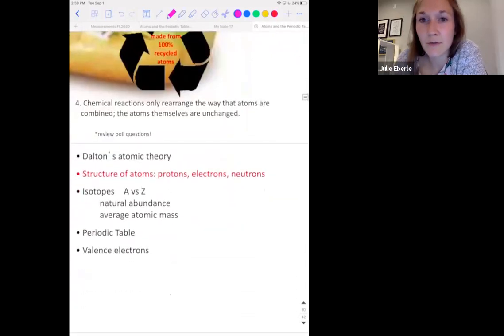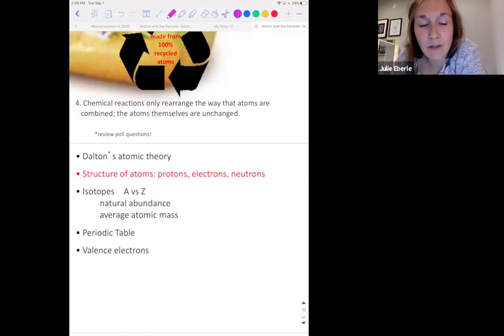I'm going to do a little review real quick. So we're going to have another poll question. So let's look at this poll question here. It says, which statements, so there could be more than one, are consistent with Dalton's atomic theory? Which ones fit? Okay, so again, I'm kind of new with Zoom polls. I don't know if you can select more than one answer, but I believe there's more than one that's correct here. So you can read them.